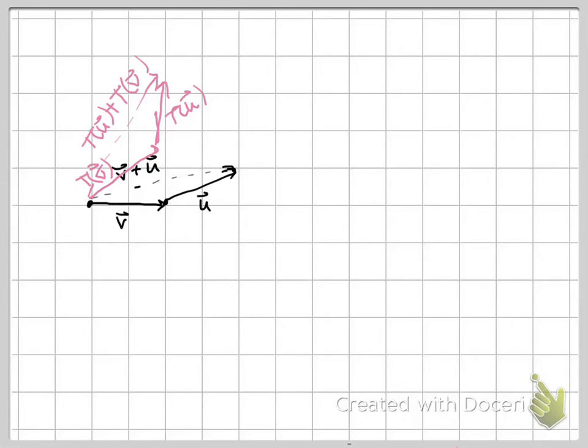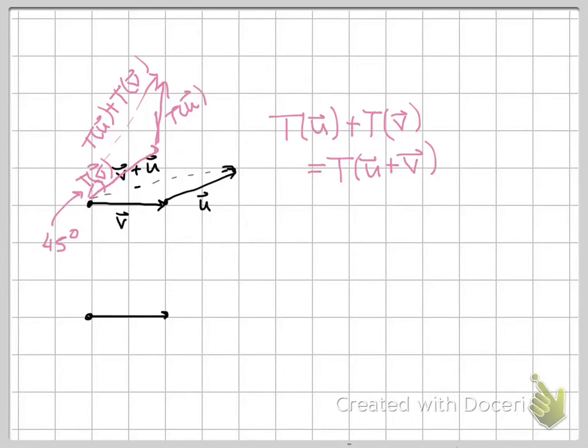But notice that that's the same as T of u plus T of v. The angle down here is 45 degrees. So we have T of u plus T of v is equal to T of u plus v. All right, what about our second condition?